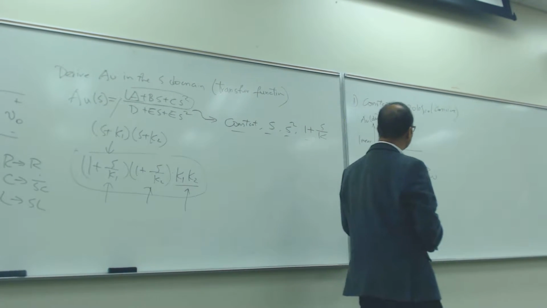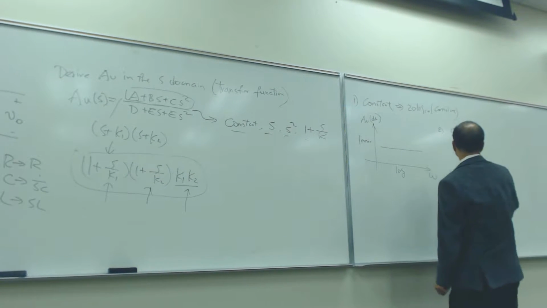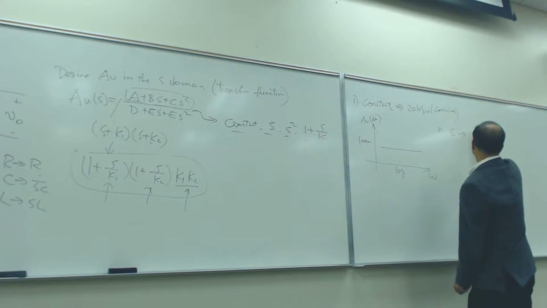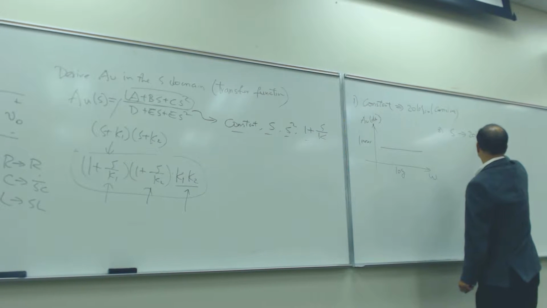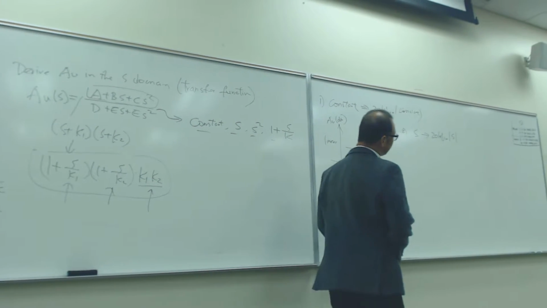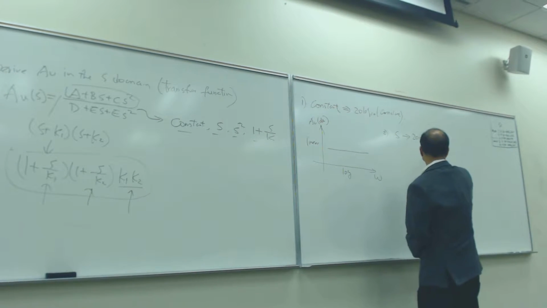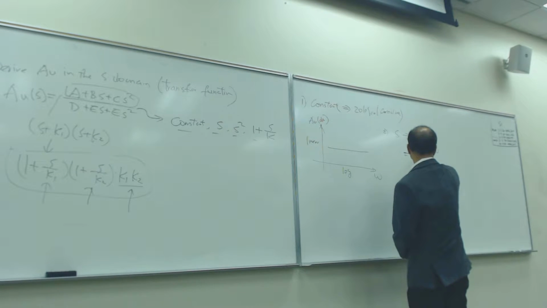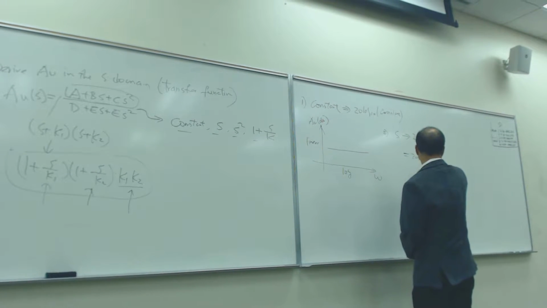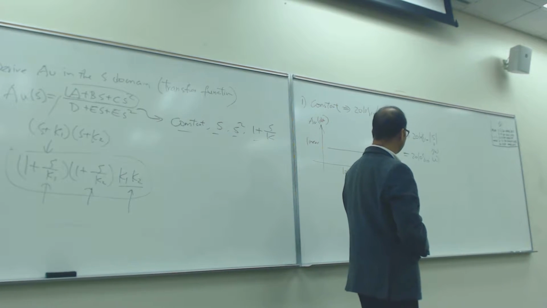Okay, so that's one. The second one is an S, right? So basically what you're doing, this is 20 log 10 of the magnitude of S. And remember, S is j omega, right? So what is the magnitude of j omega? It's omega, yes? Okay?